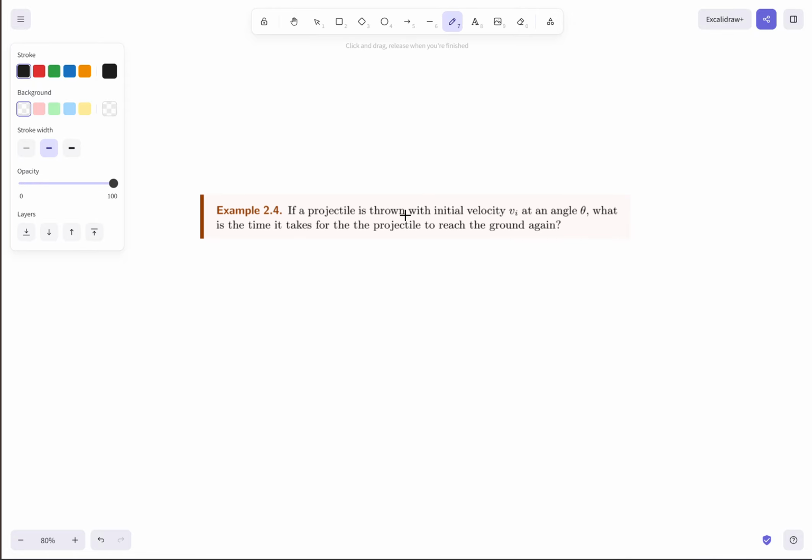Anyway, a projectile is thrown with initial velocity v, at an angle of theta. What is the time it takes for a projectile to reach the ground again? So here we have the projectile.